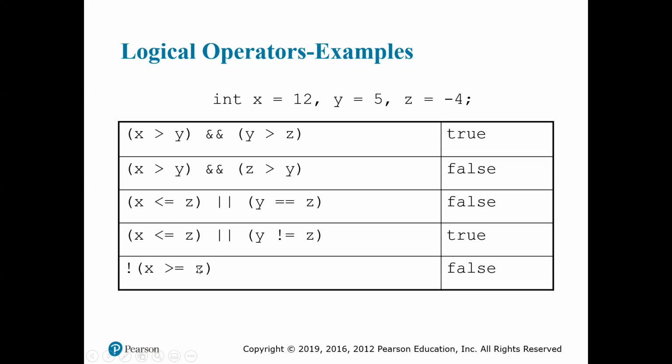X is 12, greater than or equal to -4. That's true. But then when you put the exclamation point in front of it, it becomes false. So even though this evaluates to true, as soon as you put the exclamation point in front of it, you switch it to false. So it's true, then you switch it, it becomes false. Does that make sense to everybody?